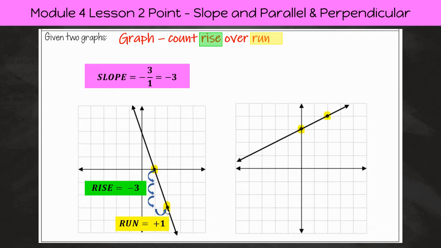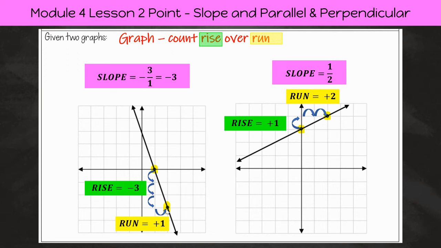Now here I'm going to compare these 2 points. And so I went up 1, which has a rise of 1, and a run of +2. So my slope would be 1/2. Again, my rise over my run. So here, -3 and 1/2 are neither the same nor opposite reciprocals, so they are neither parallel or perpendicular.